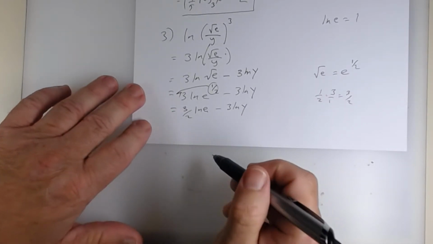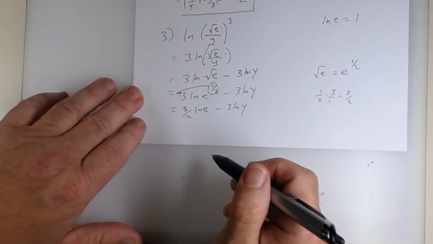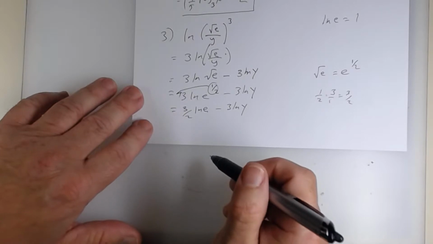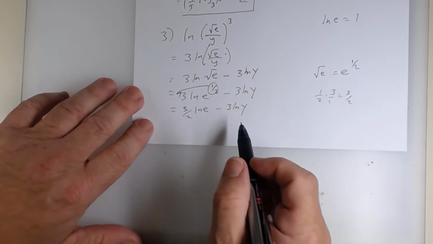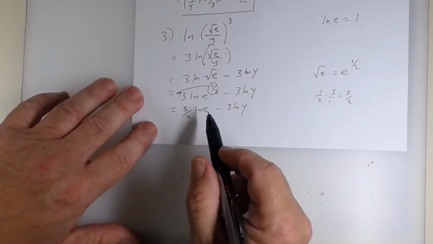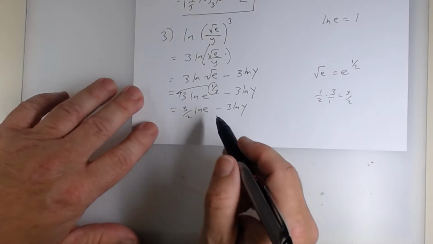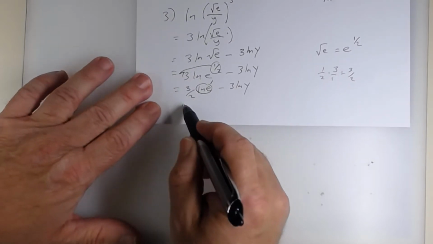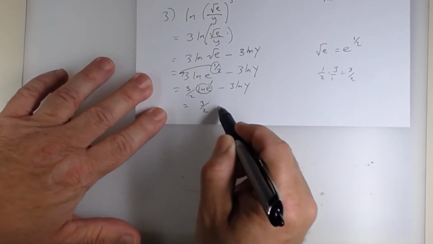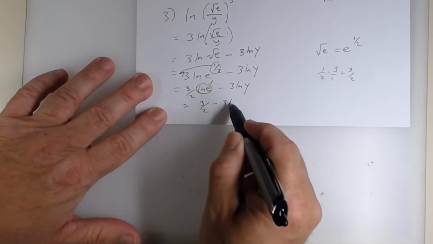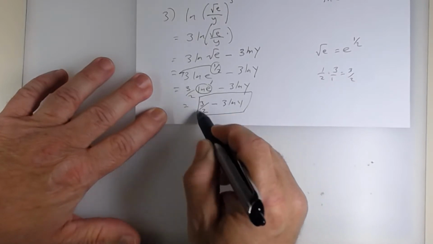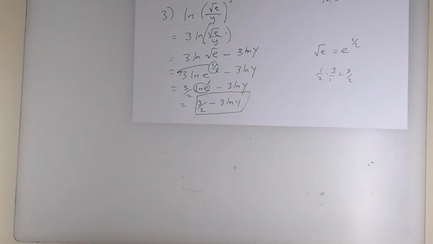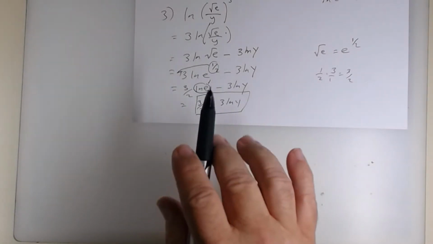Okay, am I done? No. Why? You need to know why. Because I can rewrite the natural log of e as just 1. So this 1 right here times this 3/2 is just what? 3/2. So 3/2 minus 3 natural log of y. There's your answer. Okay? Notice all these little things that you have to deal with.